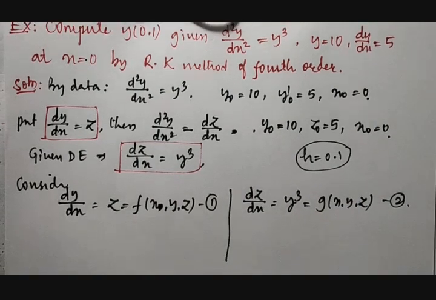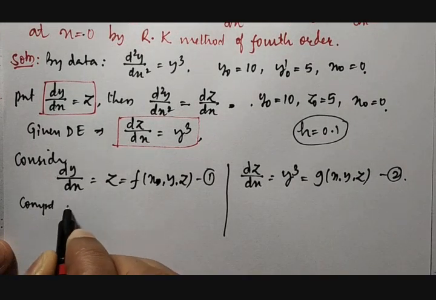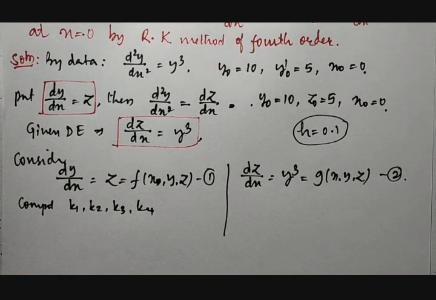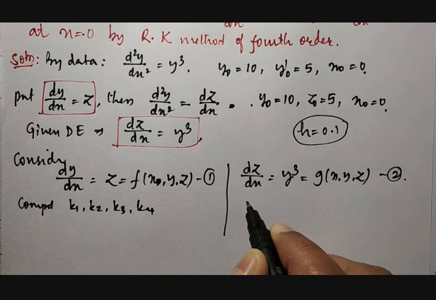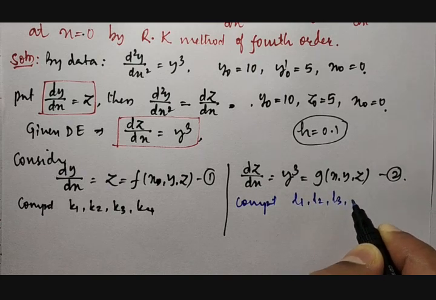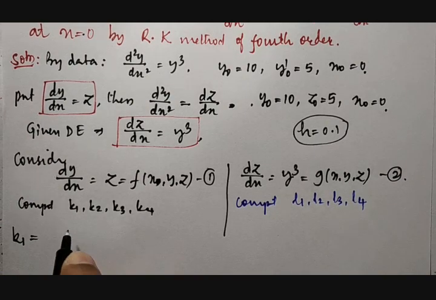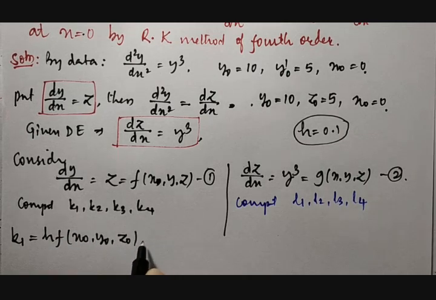So what to do? We need to compute the results. Here we need to compute K1, K2, K3 and K4 for the first equation. And for the second set, we need to compute L1, L2, L3 and L4. Fine. So to calculate K1, what is the formula? K1 is equal to h into f of x naught, y naught, z naught.